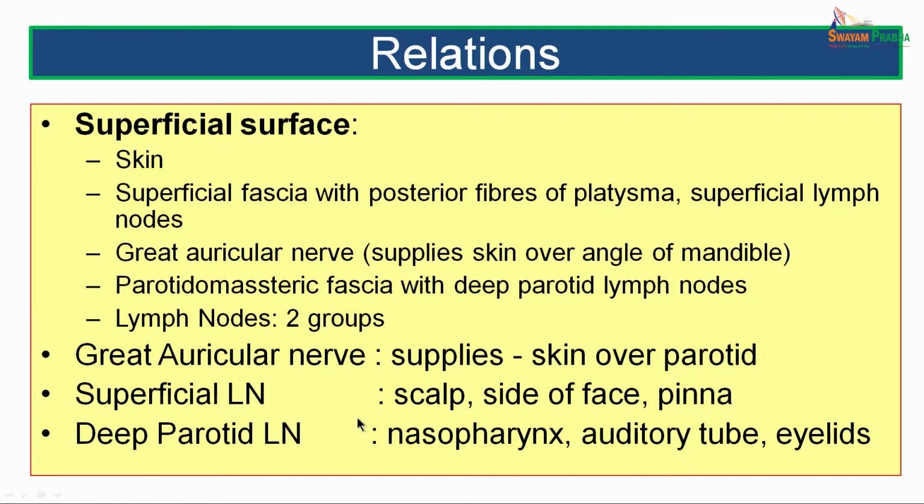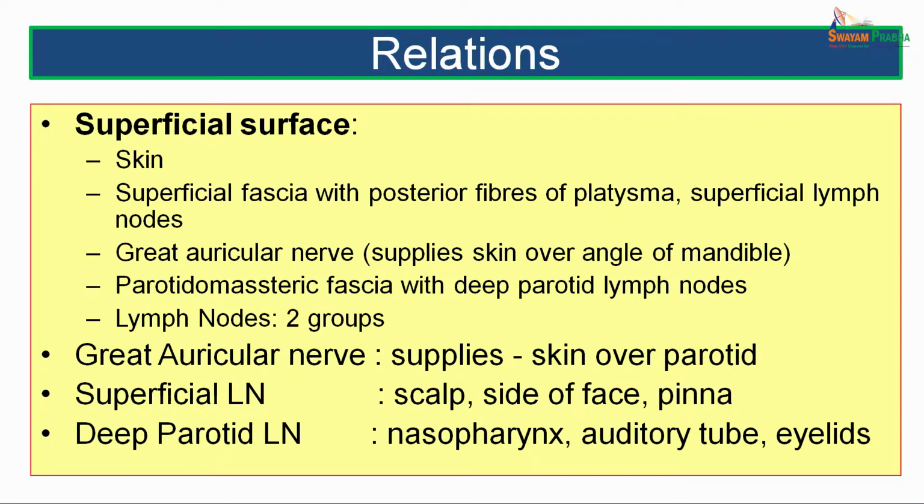We then go on to study the relations of the surfaces. The superficial surface. Superficial surface is related to the skin, superficial fascia with posterior fibers of platysma, superficial lymph nodes, great auricular nerve which supplies the skin over the angle of the mandible, parotidomasseteric fascia with the deep parotid lymph nodes.